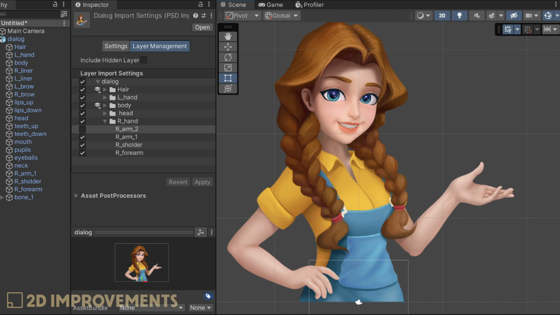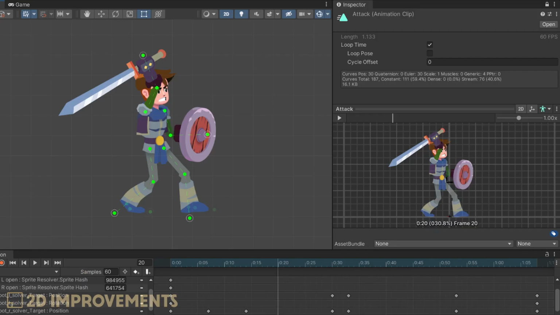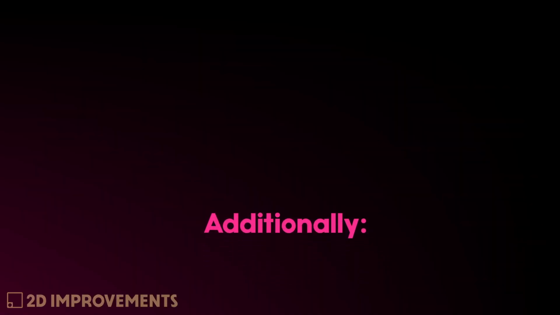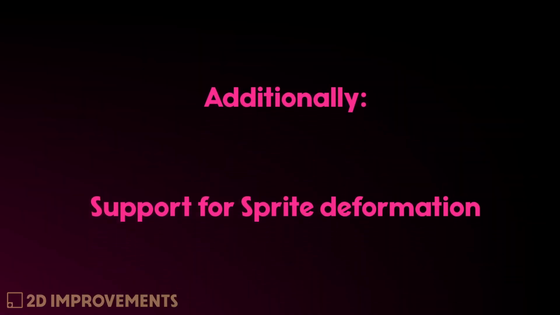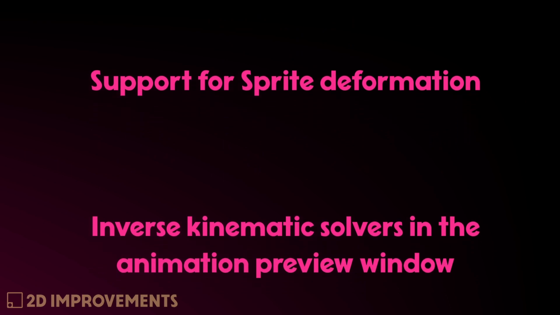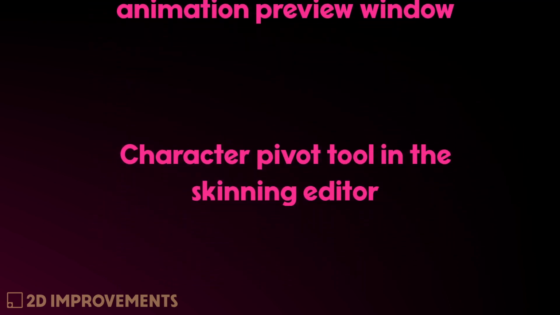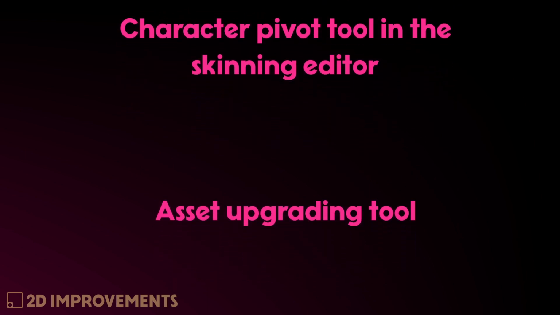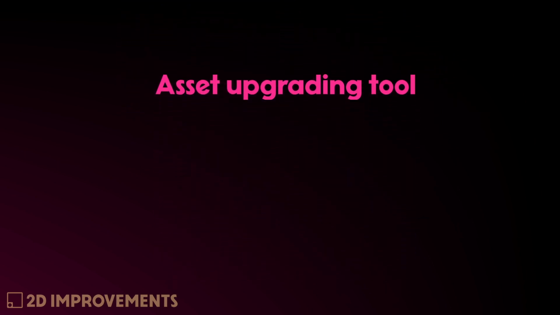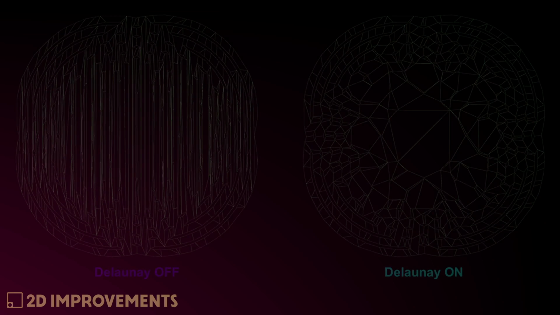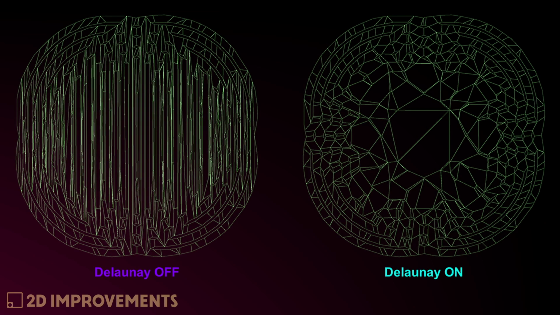The ability to set padding between sprites in mosaic mode, improved sprite swap keyframing, support for sprite deformation, inverse kinematic solvers in the animation preview windows, and a new character pivot tool in the skinning editor. They've also added a new asset upgrading tool to upgrade older sprite library assets and animation clips to the latest version. Lane tessellation is now used for producing 2D physics polygons and outlines on the Polygon Collider 2D, Composite Collider 2D, and Tilemap Collider 2D.